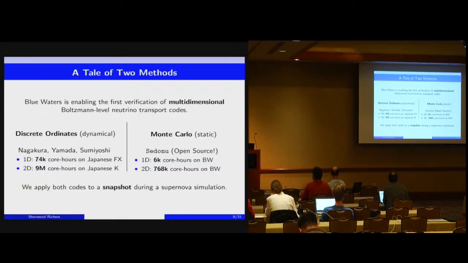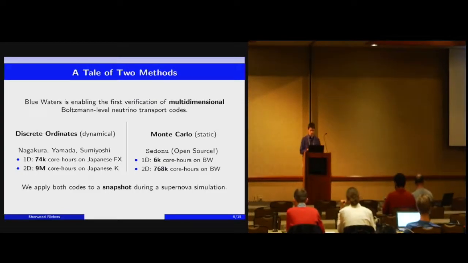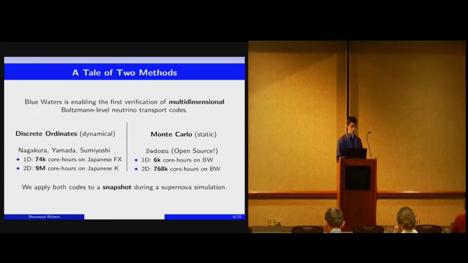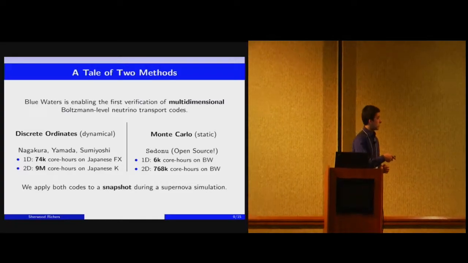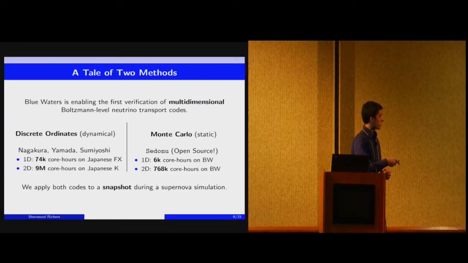My goal was, of course, to verify that both these methods are converging to the same result, so that we can be sure that both of them are producing the correct result. Blue Waters is enabling this, for the first time, in a multi-dimensional sense. This has been done in the past in one-dimensional codes, but this is the first time it's done for a multi-dimensional problem. The discrete ordinate scheme we use is written by Hiroki Nagakura and the 2 other people I mentioned before, Yamada and Sumiyoshi.